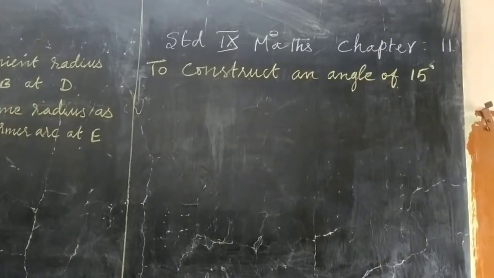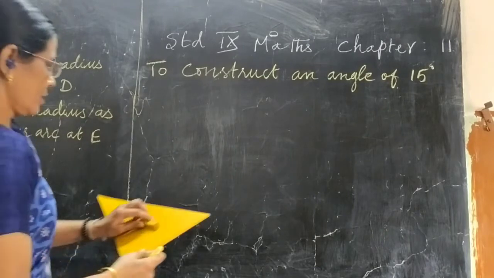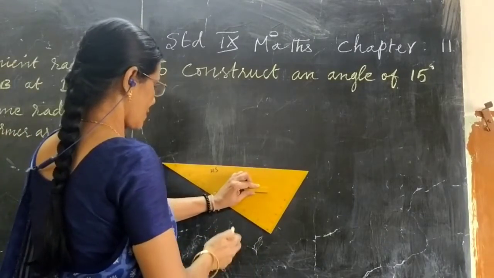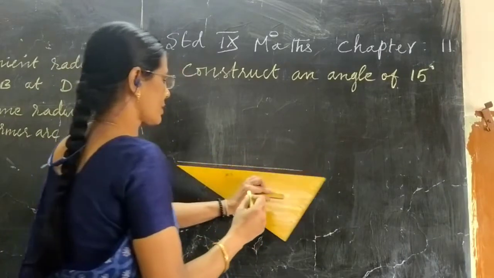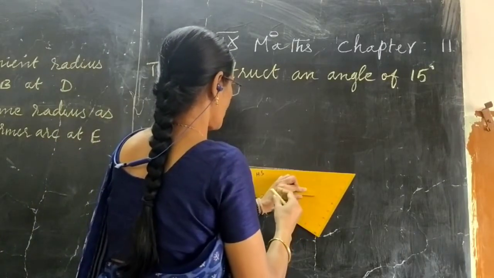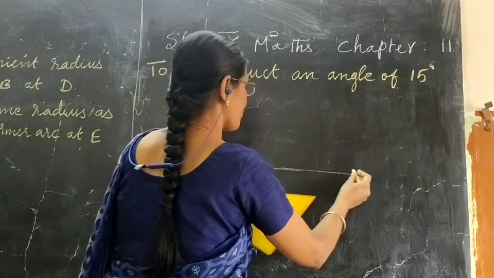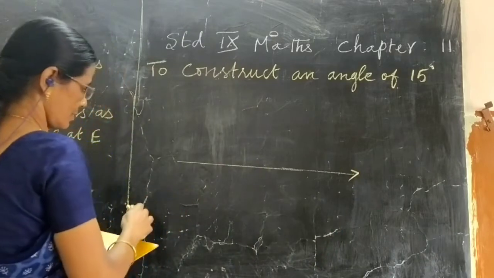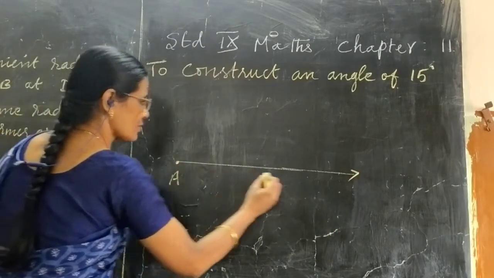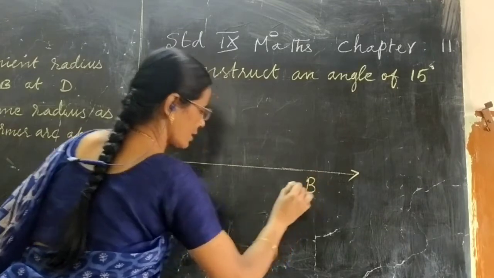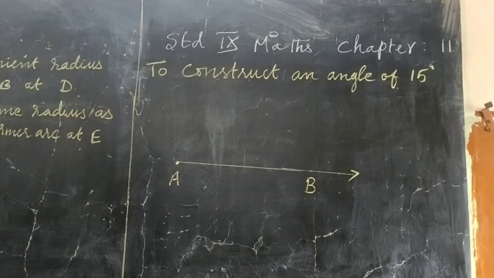The next question is construction of 15 degree. To construct 15 degree, first we are going to construct 60 degree. Bisecting 60 degree, we are going to get 30. Again bisecting 30 degree, we are going to get 15 degree. So 2 times we are going to bisect. So 30 degree construction we just learned. So till 30 degree we are going to repeat and then we are going to bisect 30 degree.